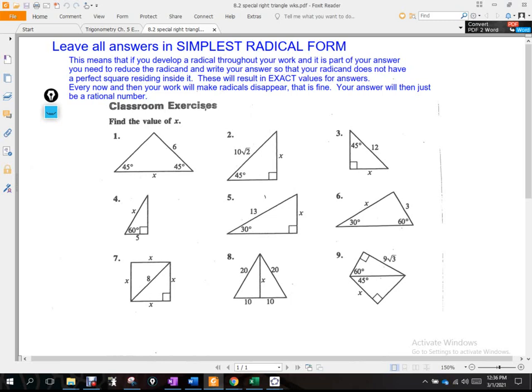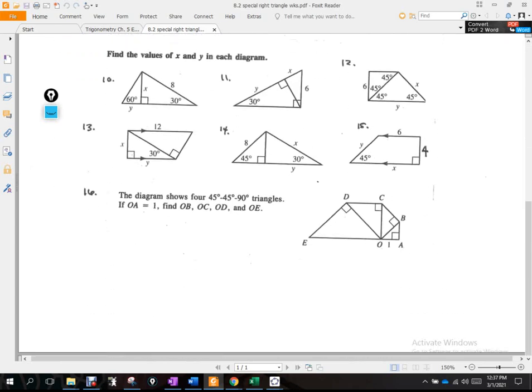Says these will result in exact values for answers. Every now and then your work will make radicals disappear. That is fine. But your answer will then just be a rational number. So if I had, for whatever reason, like a radical 3 on top and a radical 3 on the bottom, they cancel out. And I'll just have my rational number as my solution. But what you're going to do is leave those in simplest radical form.